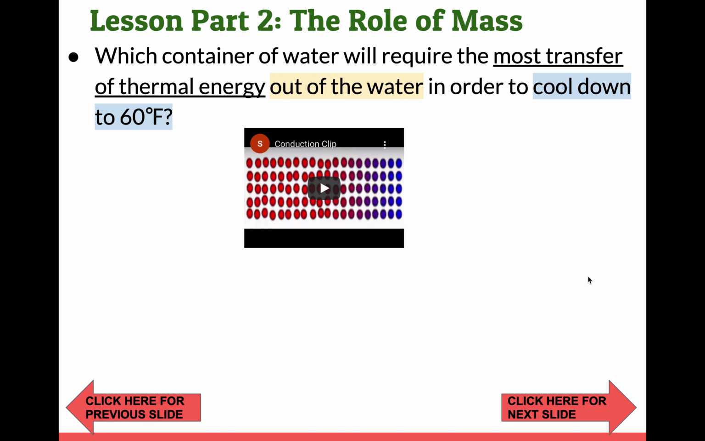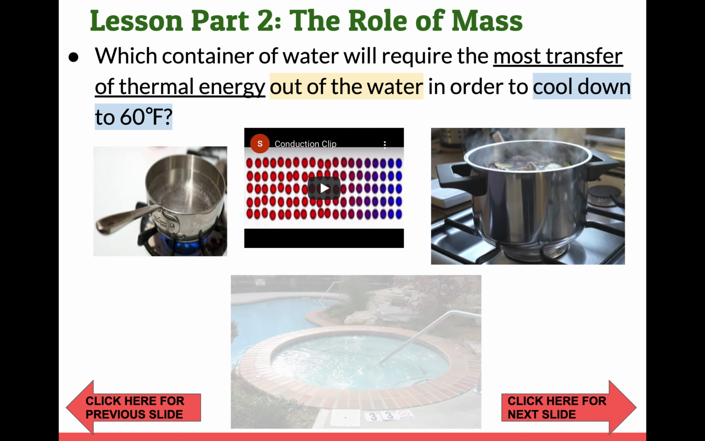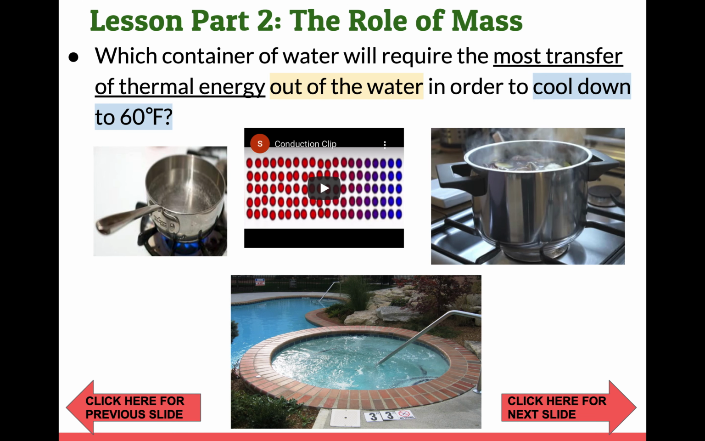All right, next type of question. Which container of water will require the most transfer of thermal energy out of the water in order to cool it down to 60 degrees? So same thing, we have a small pot, a medium pot, and a large pool of water. Now, in order to cool down the water, thermal energy must transfer out of the water. Thermal energy needs to leave the container of water.